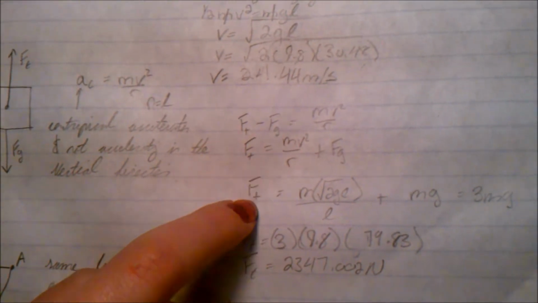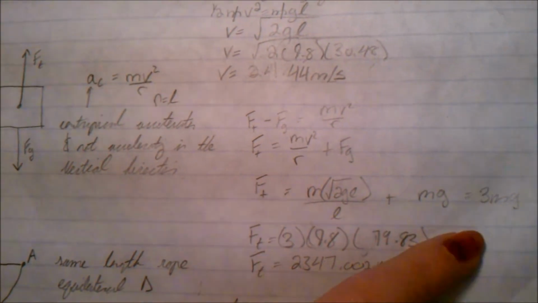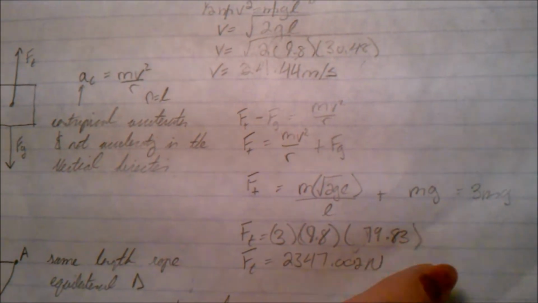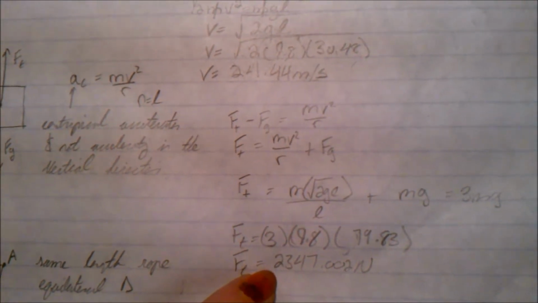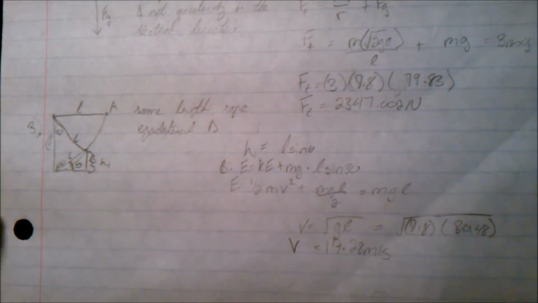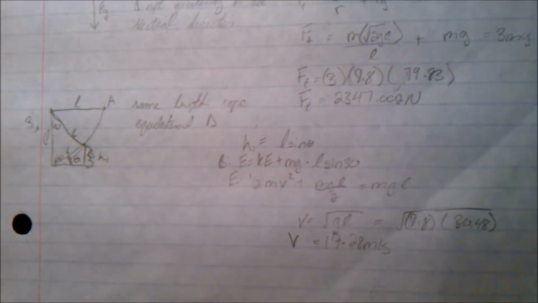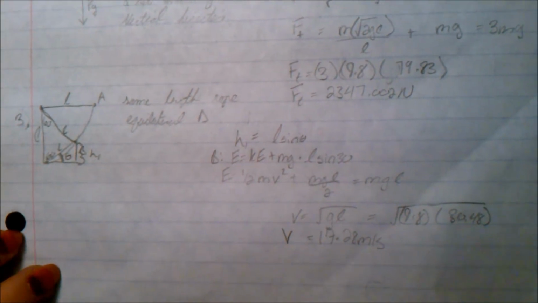I said force of tension minus force of gravity is equal to the centripetal acceleration. Then you just continue to solve it out. In the end, your L's cancel out, and you're left with 3mg as your force of tension equation. When you plug in the values as I've shown above, you end up getting 2,347.02 newtons. This is the third question, when you're trying to find the tension and the velocity of the speed of the jumper at a 30-degree angle.